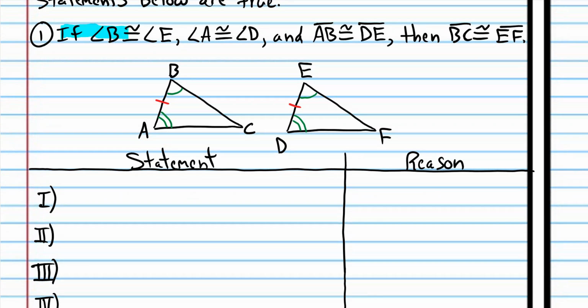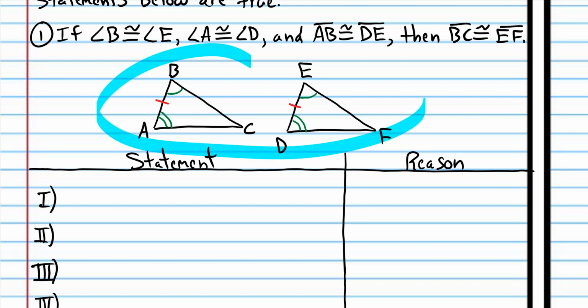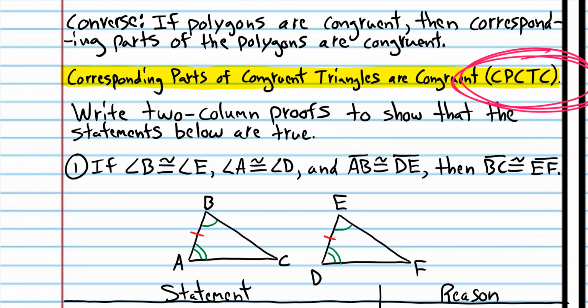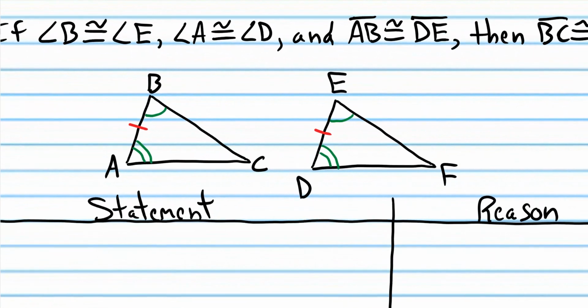If angle B is congruent to angle E, and angle A is congruent to angle D, and side AB is congruent to side DE, then side BC is congruent to side EF. Now I know that seems kind of complicated, but just look at the picture. It makes it really simple. We have two angles that are congruent in both triangles, and a side that's congruent in both triangles. We want to use this congruency to show that side BC is congruent to side EF.